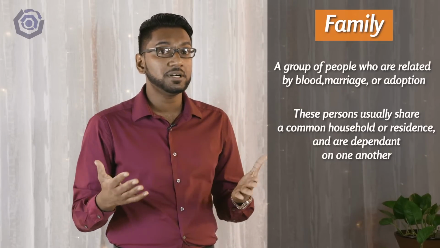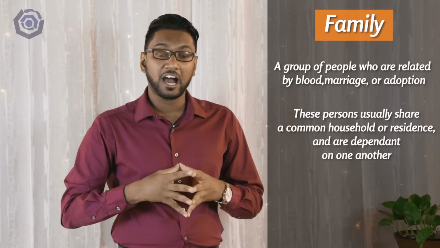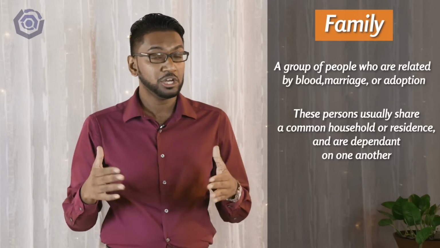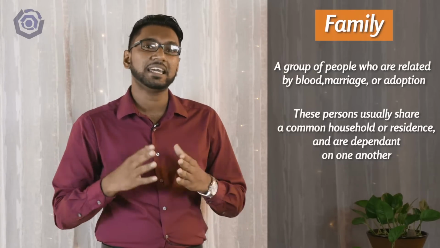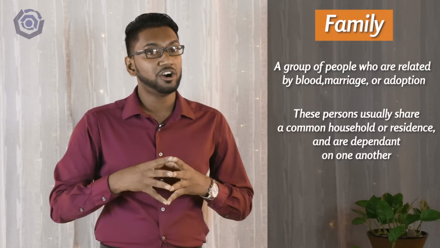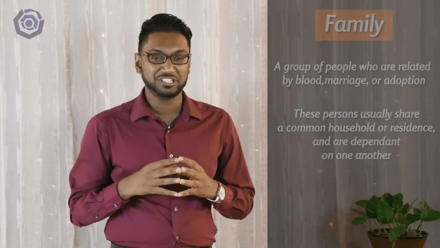So what we're going to do now, we are going to define the term family based on a more extensive definition that is agreed by most sociologists. Now, we can say that a family is a group of people who are related by blood, marriage, or adoption. And these persons usually share a common household or residence and are dependent on each other. So, you are a family if you're related by blood, marriage, or adoption, and in most cases, you share the same household or residence, and we are all dependent on each other.